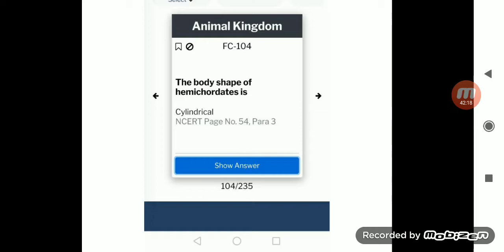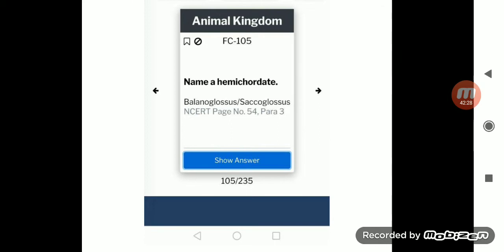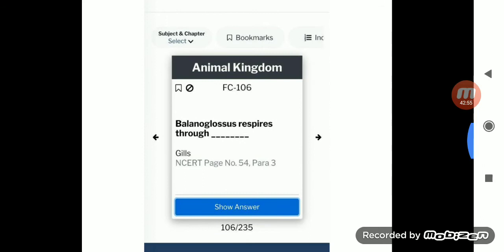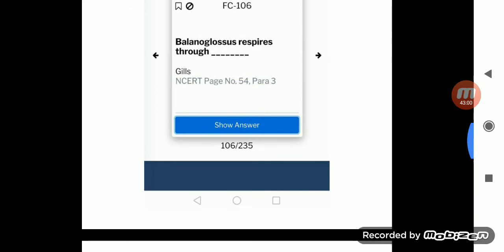Saccoglossus belongs to the phylum Hemichordata. The body shape of hemichordates is cylindrical. Name a hemichordate. Examples of hemichordates are Balanoglossus and Saccoglossus. Balanoglossus respires through gills.